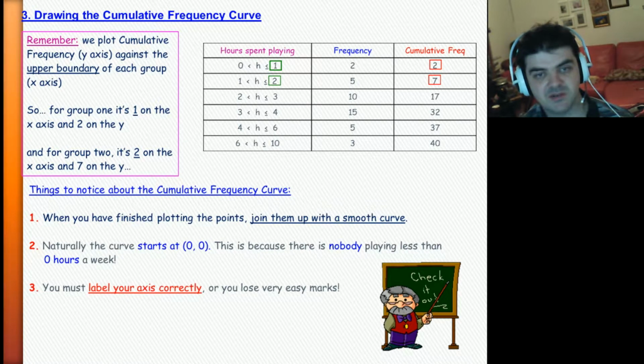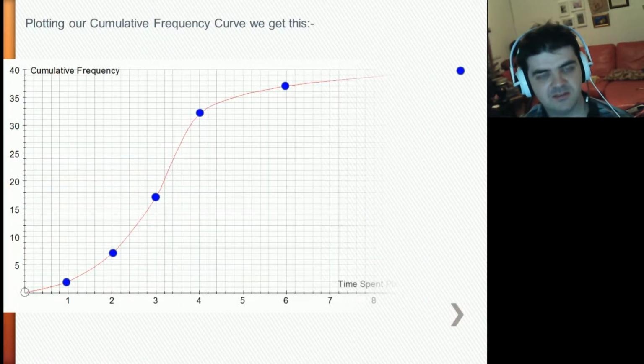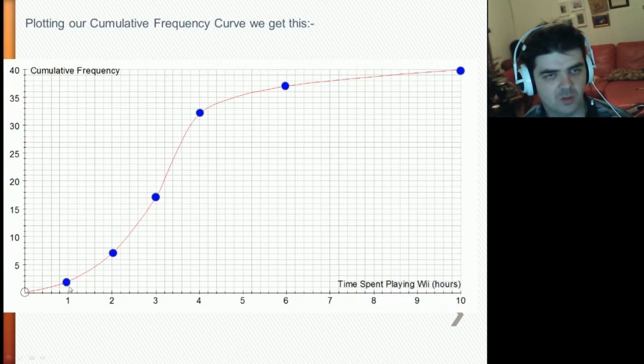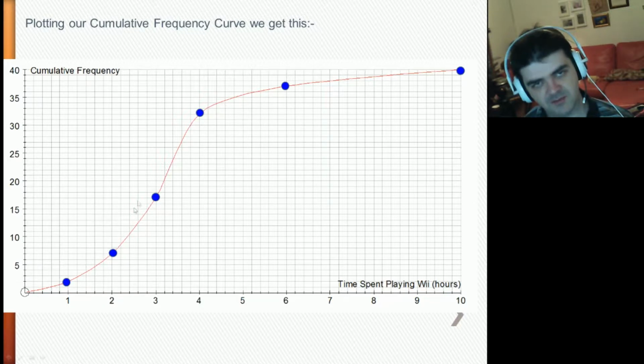You must label your axis correctly or you will lose very easy marks, and that's always so true in all these graphs. Title on the graph and label your axis as well. So what does it look like? So we're going to plot our points here, and it looks a bit like this. So there's our 1 and 2, 2 and 7, 3 and 17, etc., etc. And most cumulative frequency curves will look something like this. They will have what we call an S shape.